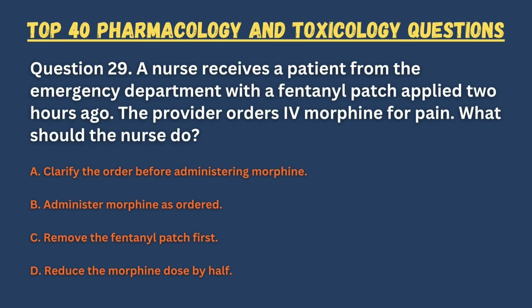Question 29. A nurse receives a patient from the emergency department with a fentanyl patch applied 2 hours ago. The provider orders IV morphine for pain. What should the nurse do? A. Clarify the order before administering morphine. B. Administer morphine as ordered. C. Remove the fentanyl patch first. D. Reduce the morphine dose by half.